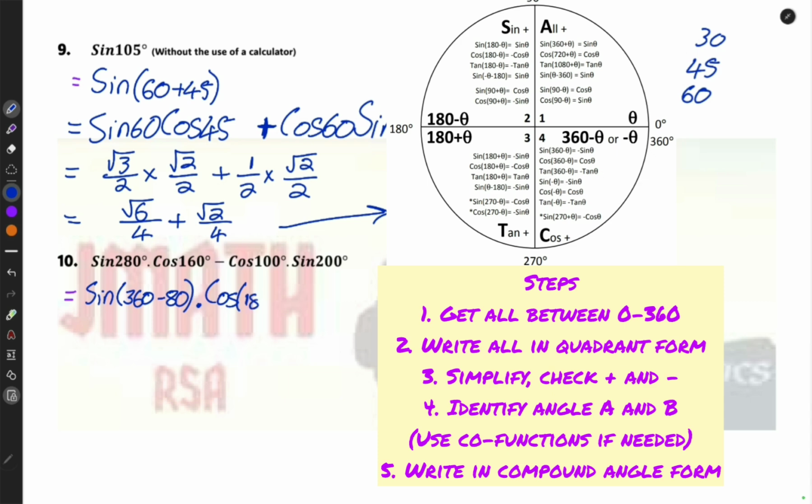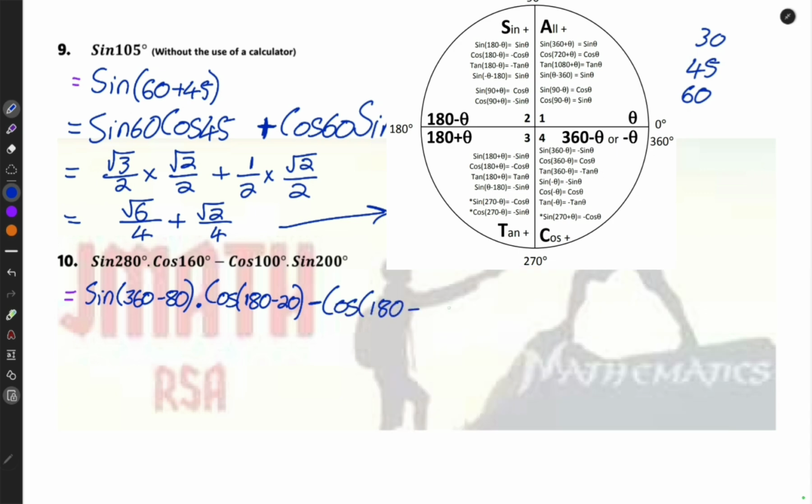I need to say it's 180 minus 20, and the answer is 160. So then minus, so 100 is bigger than 90, so it's quadrant 2. So cos 180 minus 80. And then the last one, sine, so that's the third quadrant, so it's sine 180 plus 20.